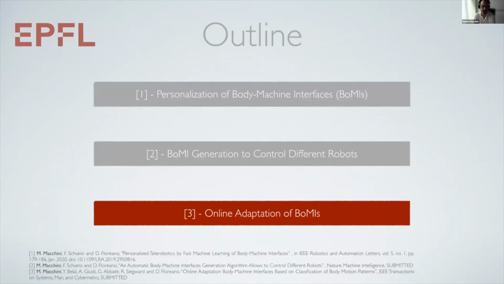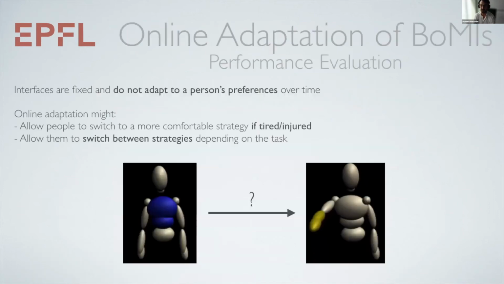As a third topic, we speak about online adaptation of body-machine interfaces. The problem here is that interfaces are normally fixed and they don't adapt to a person's preferences. But the person might want to switch from a torso motion paradigm to a hand motion paradigm to control the same robot if they are tired or injured, or if they want to switch between strategies depending on the task. For instance, you have a complex task that requires you to move a lot and very fast. You want to do it with your hand because it is more dexterous. But if you want to fly over a lake, there's no need for all of this dexterity. You might want to use the torso because it's more relaxing and less tiring.